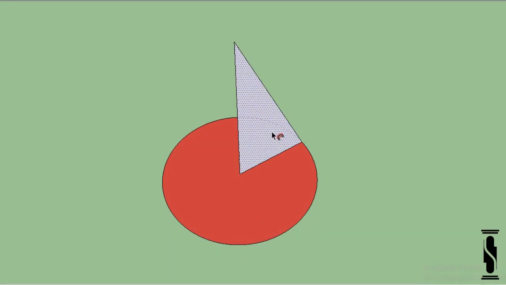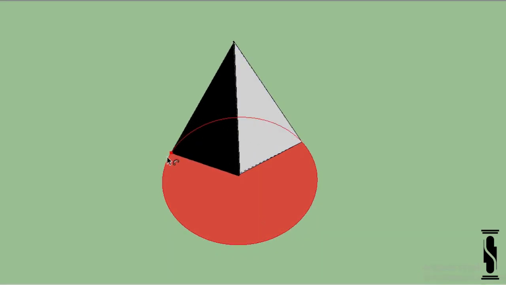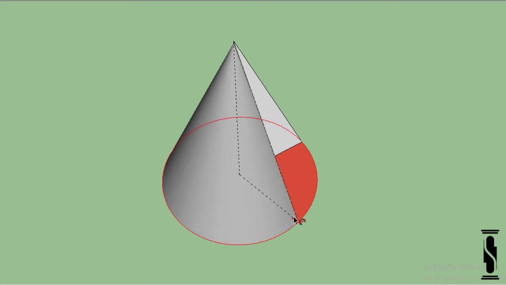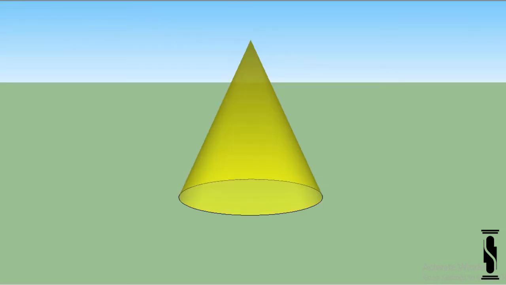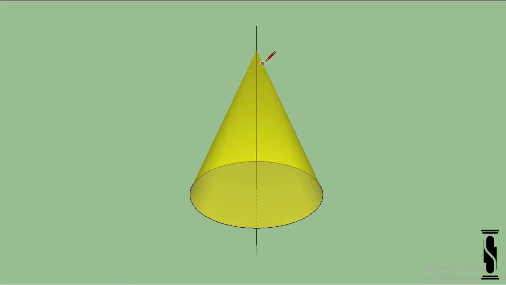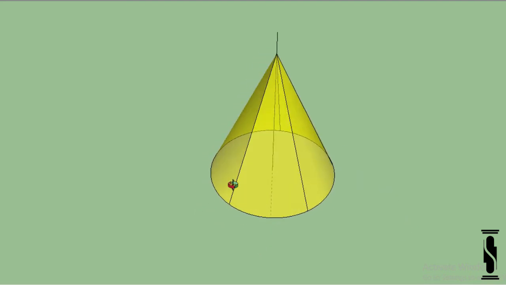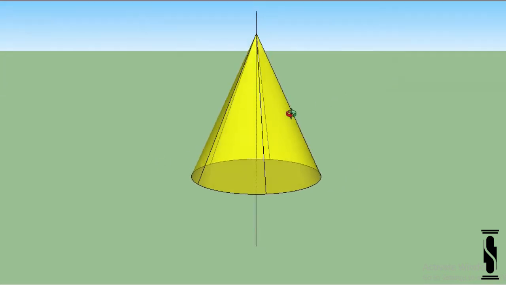A right circular cone is a solid generated by the revolution of a right angle triangle about one of its perpendicular sides, which is fixed. It has one circular base, and the perpendicular line joining the center of the base and the apex of the cone is known as the axis. If we draw some straight lines from the apex to the circumference of the base circle, then these lines are known as generators of the cone.